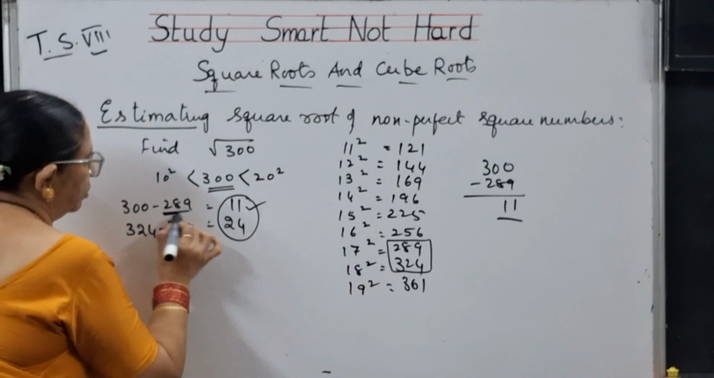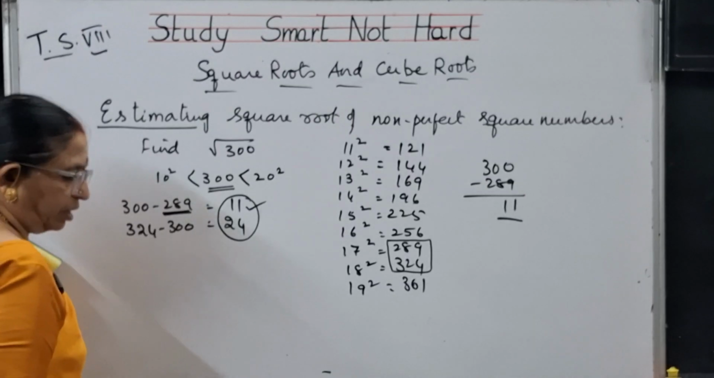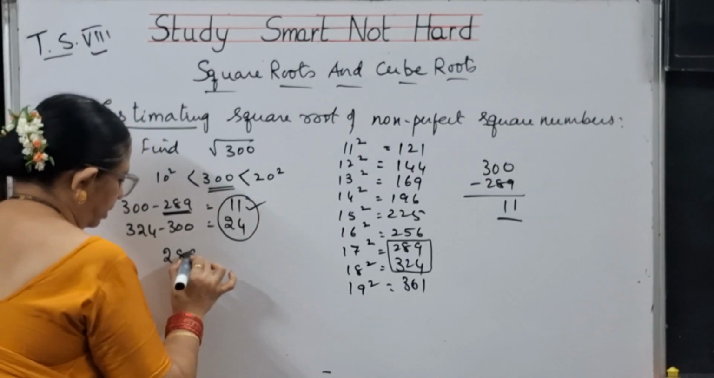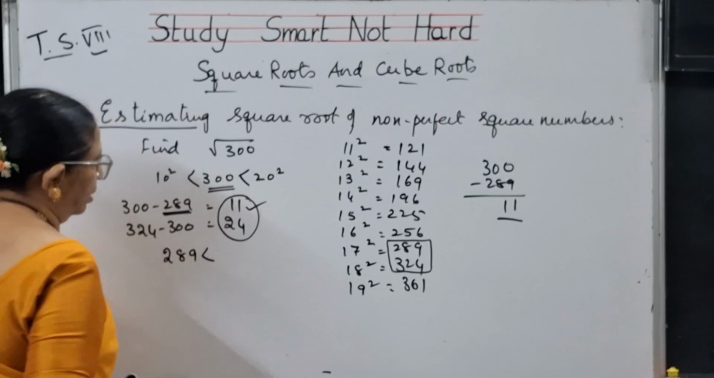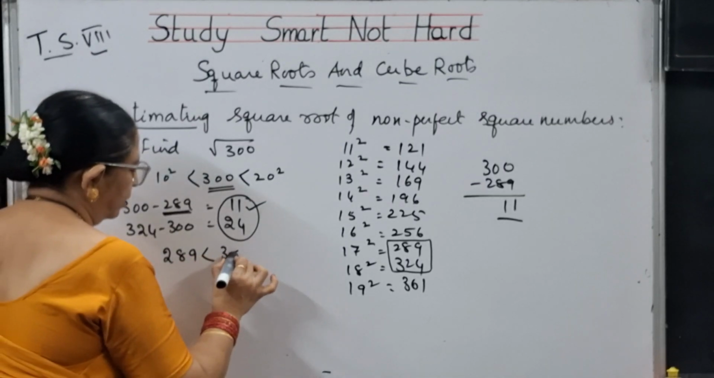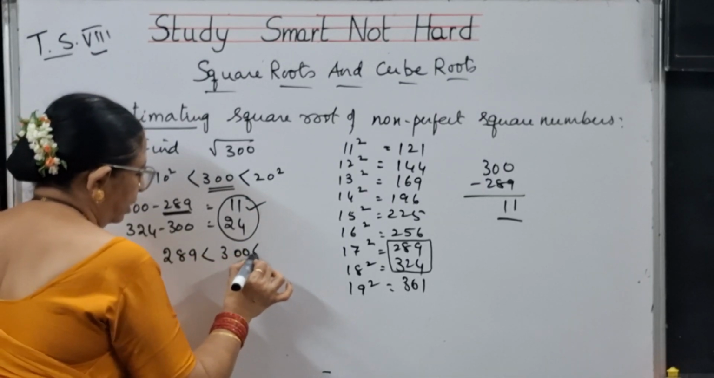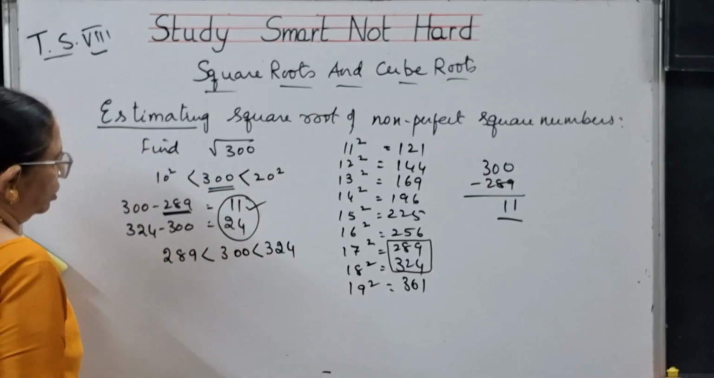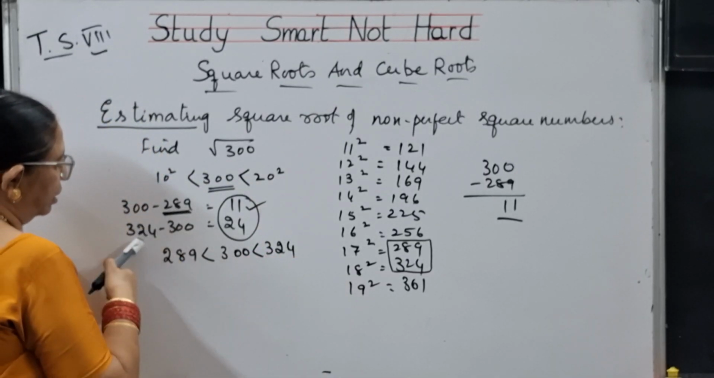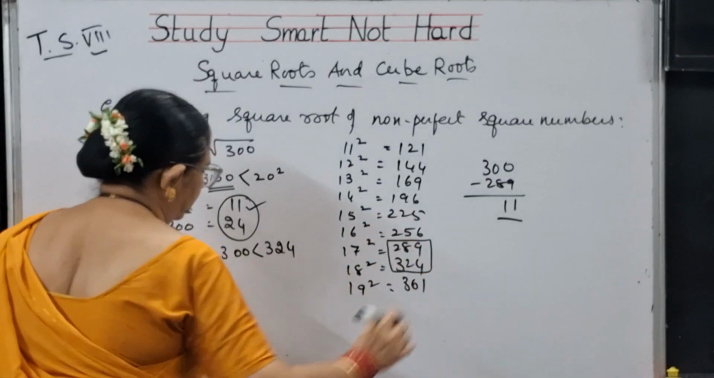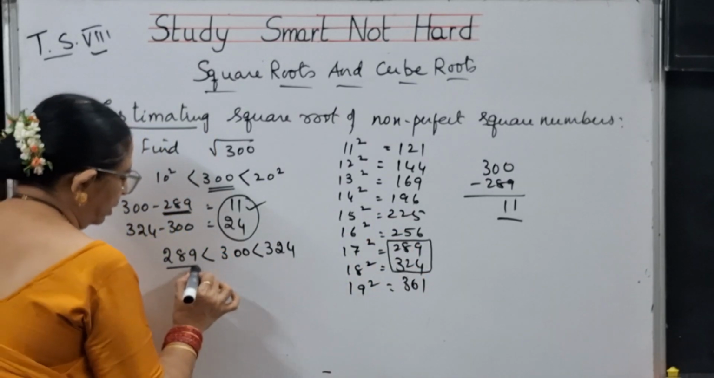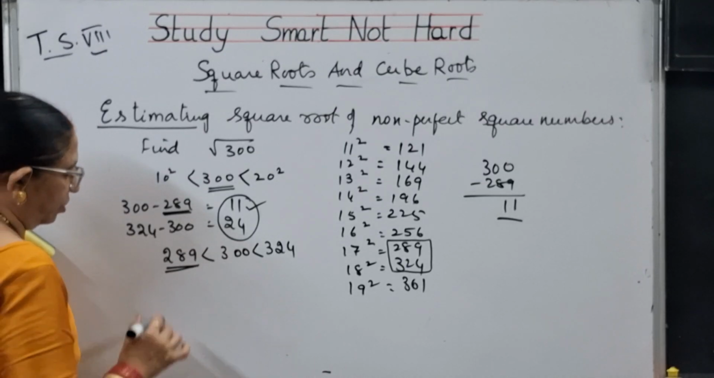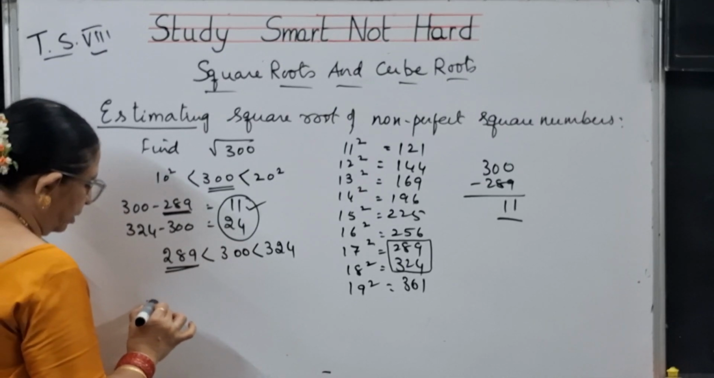11 means which number you have to take? 289. So how will you write? 289 is less than 300, which is less than 324. The next one is 324. Now 289 and 324 you have taken. So you have to take 289 only, the nearest value.